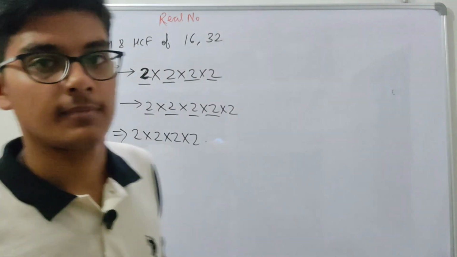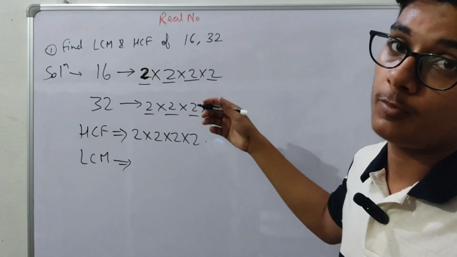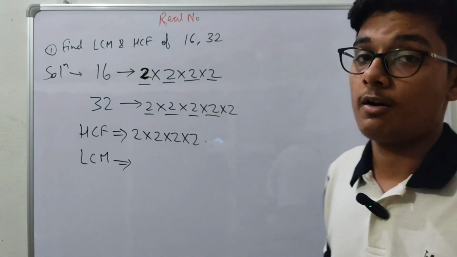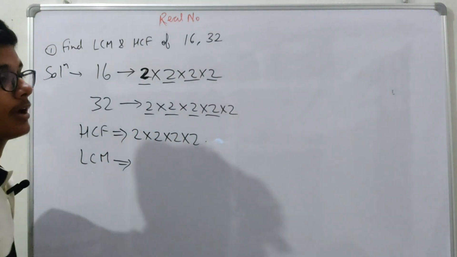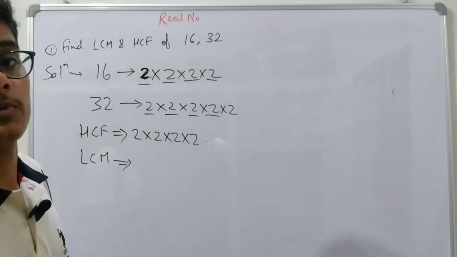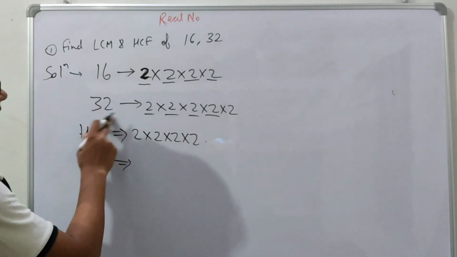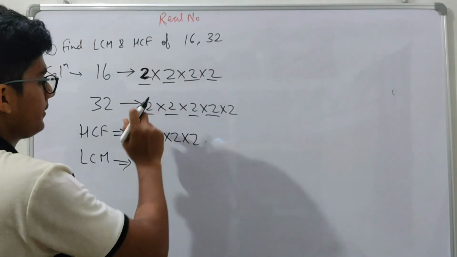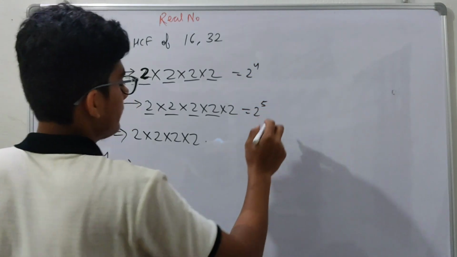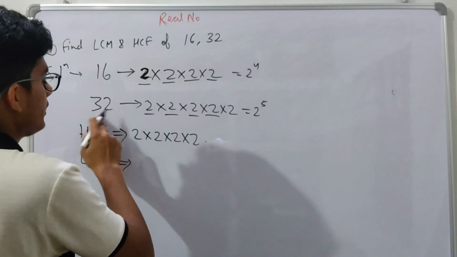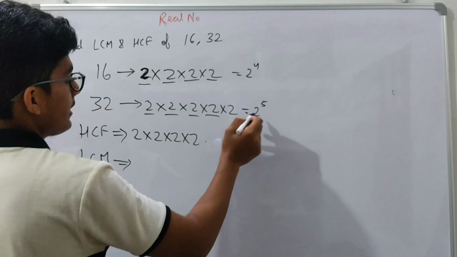After that, we will find LCM. How will we find LCM? We will observe the factors of both numbers, and we will see in which number there is more exponential power of the same factor. The number in which there is more exponential power of the same factor, we will consider those factors. Here you can see 2 to the power 4 and 2 to the power 5. The exponential power is more in 32, which is to the power 5, and less in 16, which is to the power 4. So we will take LCM as 2 to the power 5.